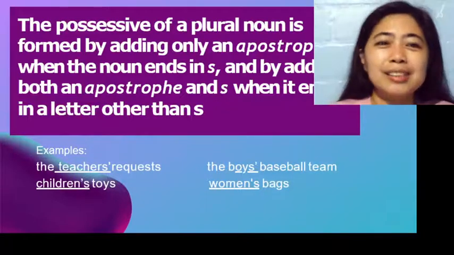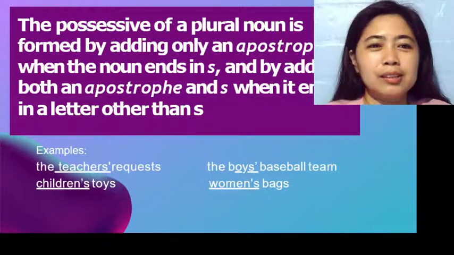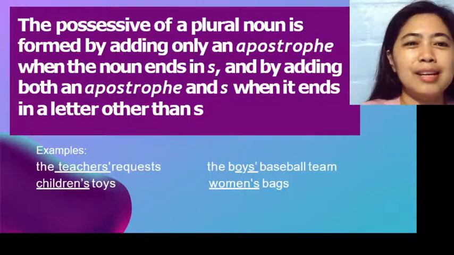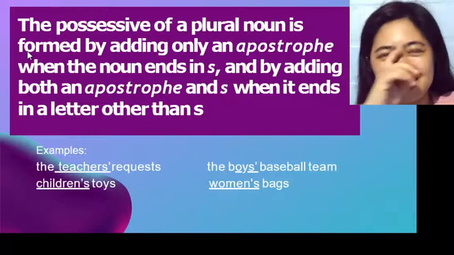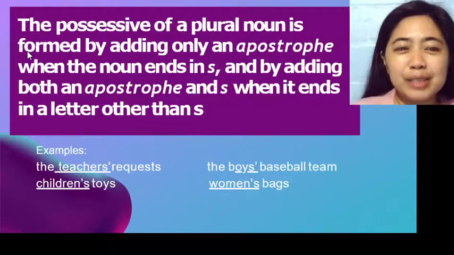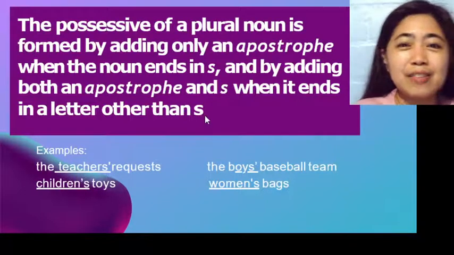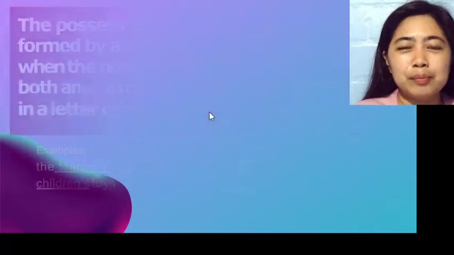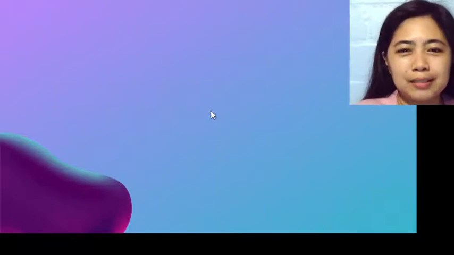Okay, I hope that is clear for you. Wait, I didn't notice my camera again here. Okay, so I hope that one is already clear. Let's try to have another rule for the apostrophe with our possessives.